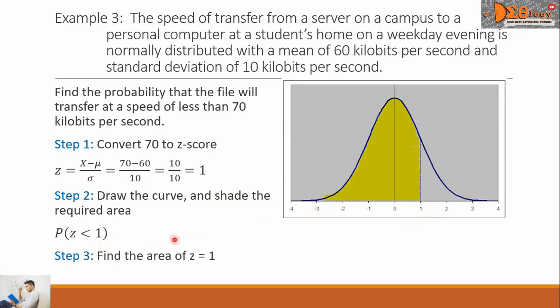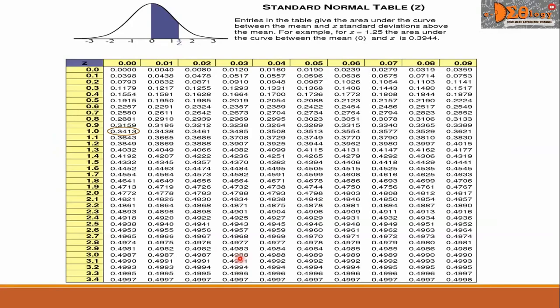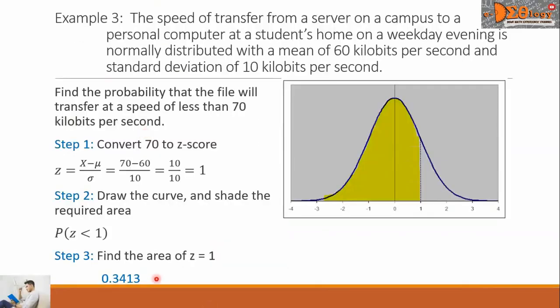Step 3, find the area of z equals 1. In the table, that value is 0.3414. We copy this value in our step 3 answer here. But take note that this area described from 0 to 1 only. This is the described area.